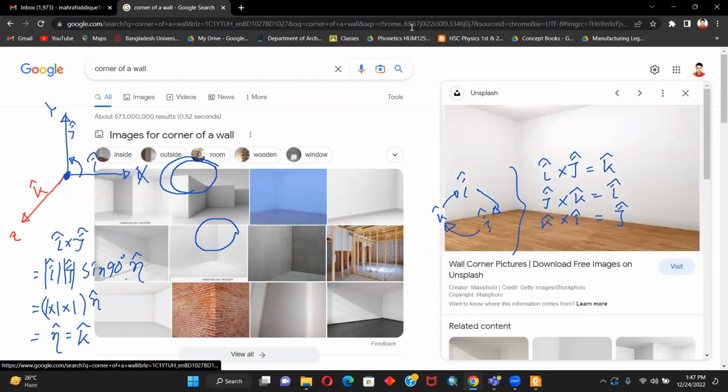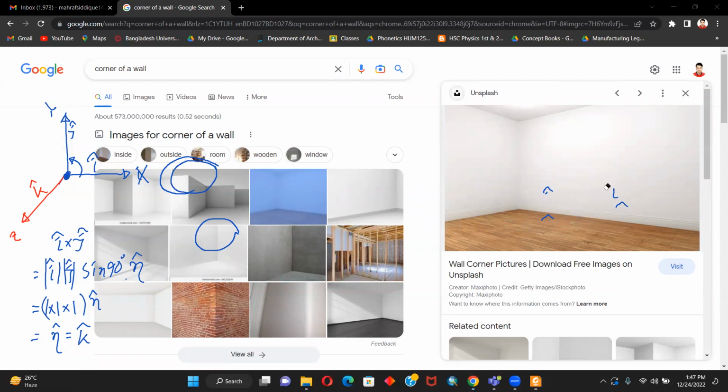Okay, this one would be better. You have to start visualizing these things, okay? Anyway, so this is the x-axis. This is the y-axis. Okay, x and y.